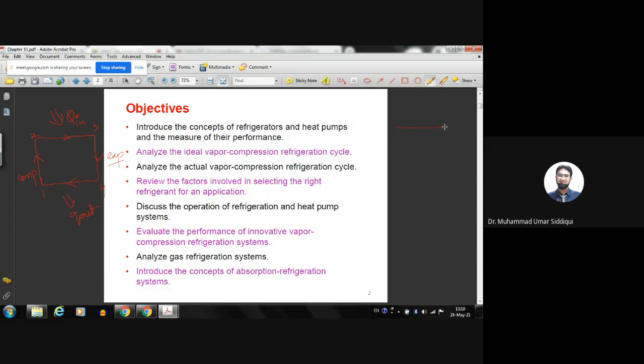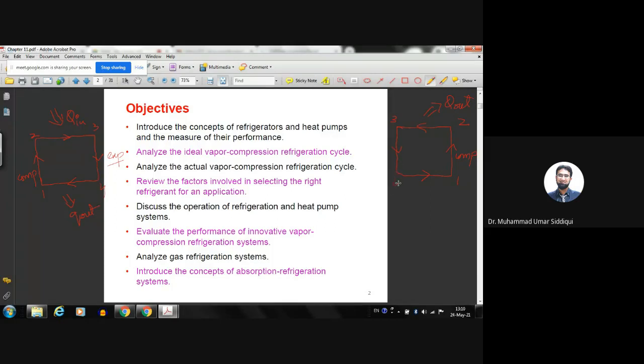Now, the reverse Carnot cycle would again look like a square, but the direction would be opposite. So it would be like this, this, this, this. The compression process will be from 1 to 2 on this side. Then from 2 to 3, previously it was Q in, now it will be Q out. So we'll have the condenser here, Q out, because it's actually opposite to the regular Carnot cycle.